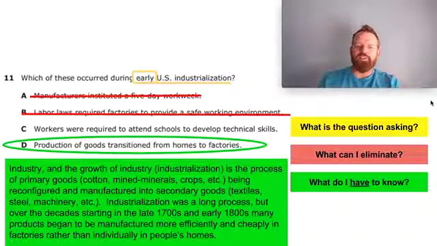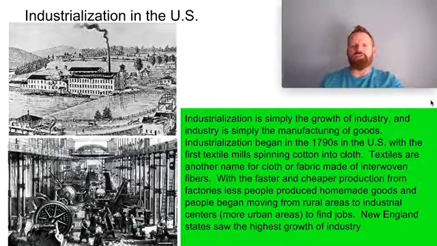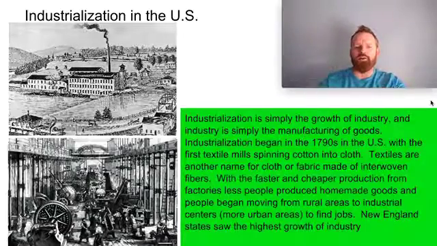Well, production of goods transitioned from homes to factories. That is what industrialization is. It's the growth of industry. Well, let's talk about industrialization in the United States and see if we can learn a little bit.